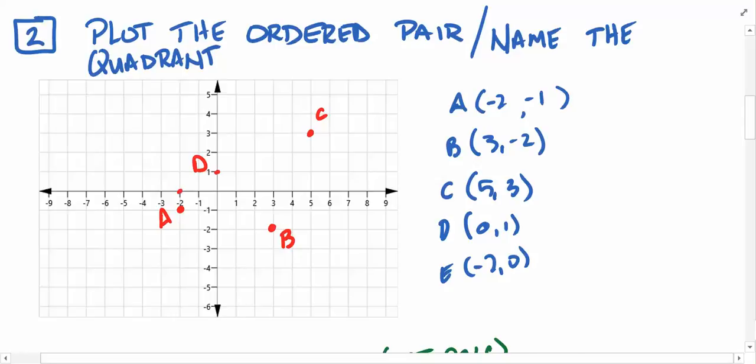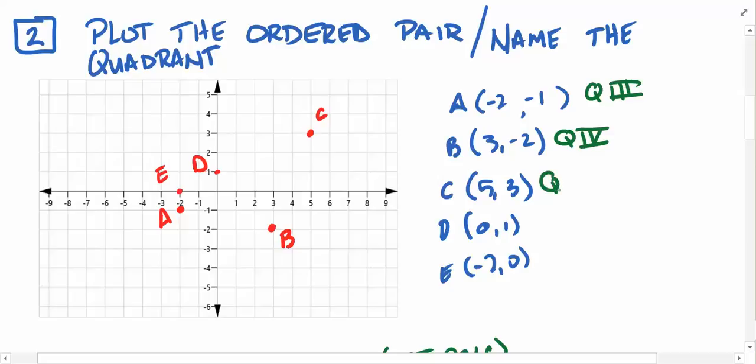Okay, let's label all these now. Point A, what quadrant is that in? Quadrant 3, so very good. Put that in quadrant 3. Point B, where's that one? Quadrant 4. Natalie knows these. Point C, what quadrant? Quadrant 1, very good.